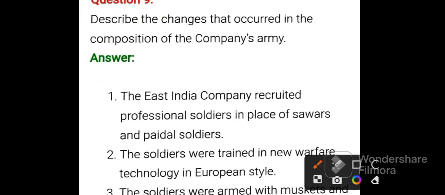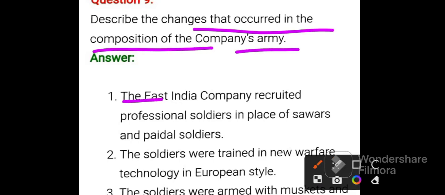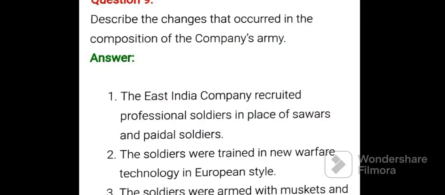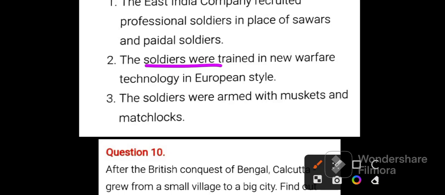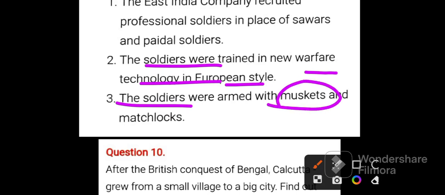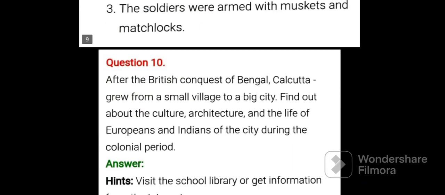Question 9. Describe the change that occurred in the composition of the company's army. The East India Company recruited professional soldiers in place of sawars and the pedal soldiers. The soldiers were trained in new warfare technology in European style. The soldiers were armed with muskets and matchlocks.